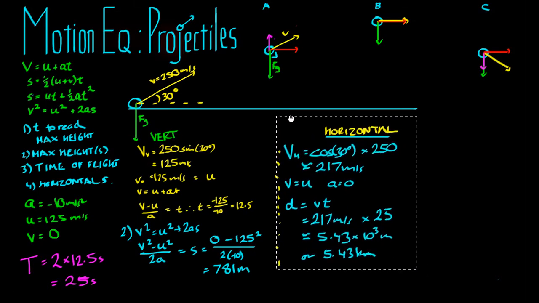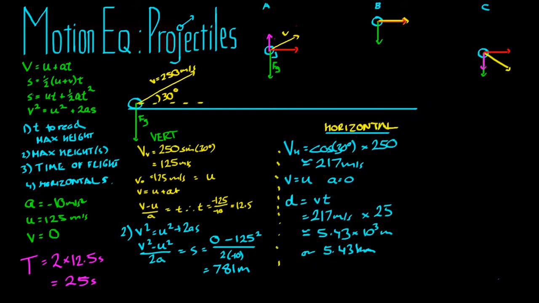What is the speed at landing? Let's figure that out. So if the total flight time is 25 seconds, let's figure out the vertical component of the velocity over here, which is the little purple arrow. V equals u plus at. Therefore, the final velocity equals, started off with, 125, and then we have plus negative 10, 25. So the final velocity vertically is negative 125.